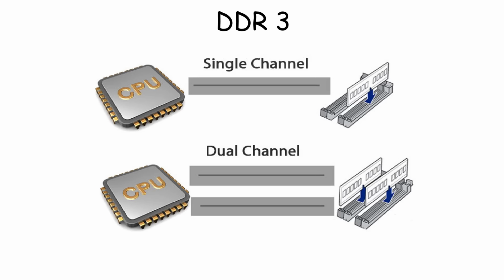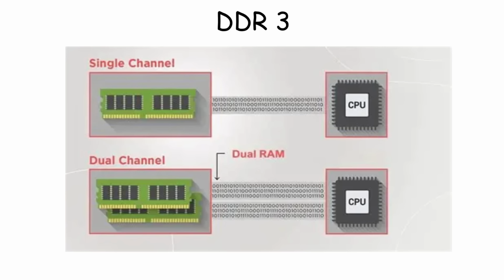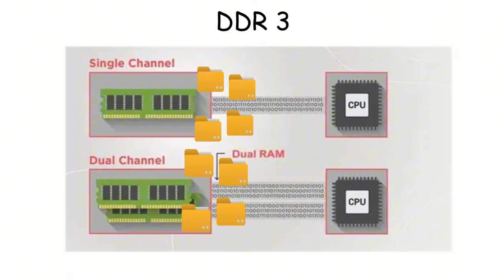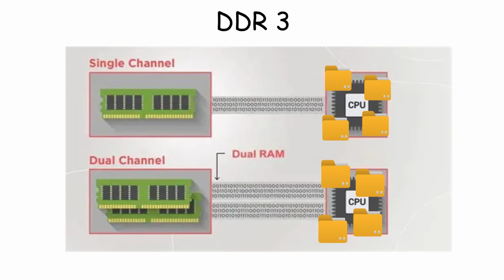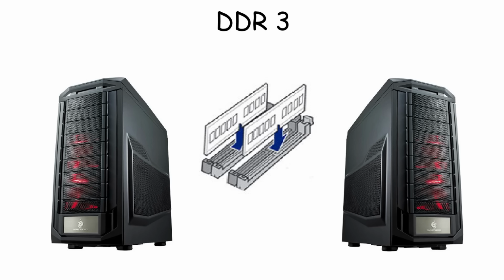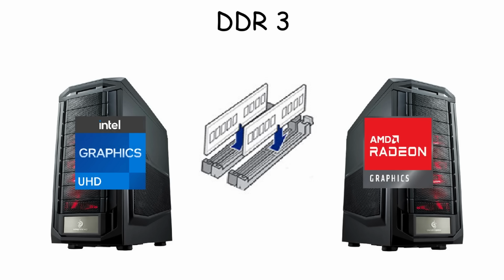But the most important thing about DDR3 was that it introduced dual-channel technology. With this feature, doing things feels more instant since 2 RAM sticks move data a lot faster instead of just 1. And not only that, this dual channel is also very useful for computers that use integrated graphics.